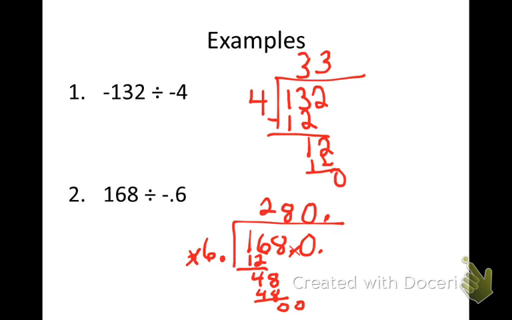If you leave that 0 off, you would get 28. Well, that doesn't make any sense. It's 280. So it's important to put that 0 there. That's why you want to make sure this decimal is brought straight up, because if you bring it up kind of crooked, you might not even see that.